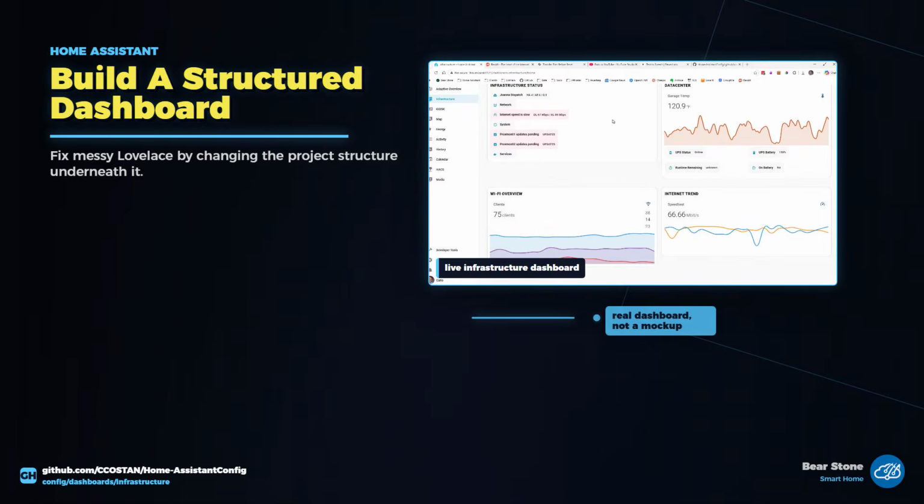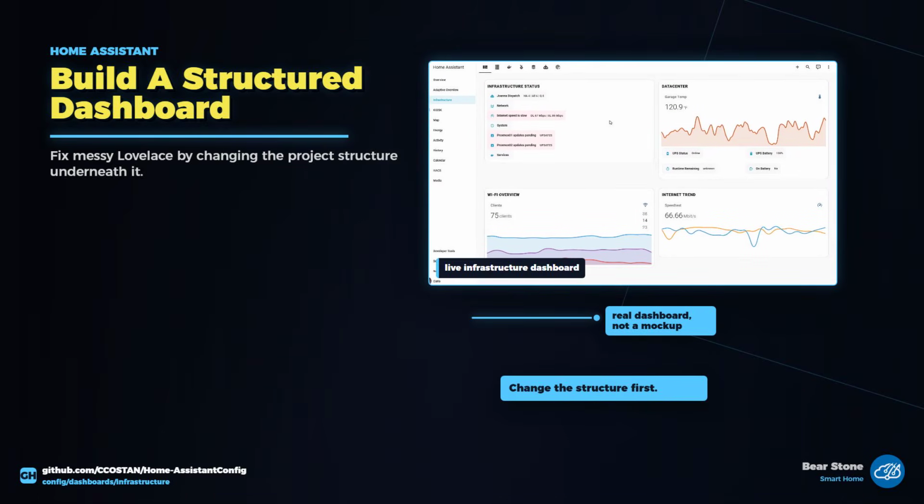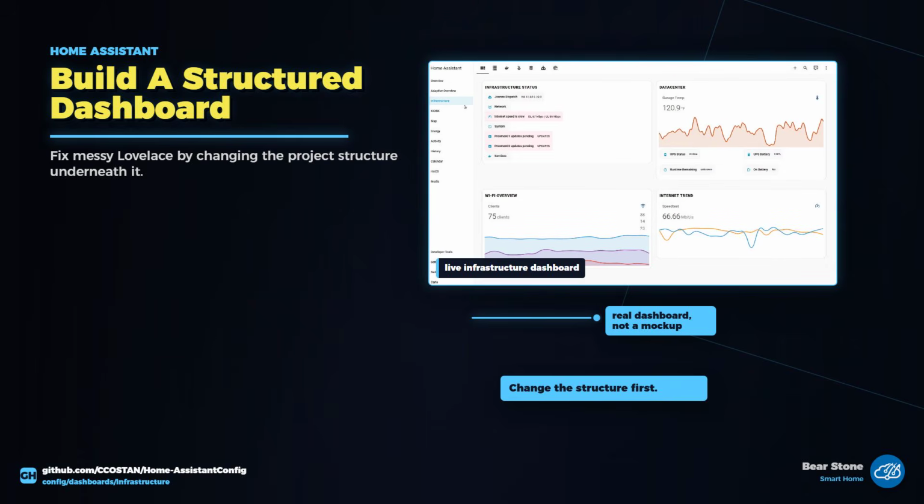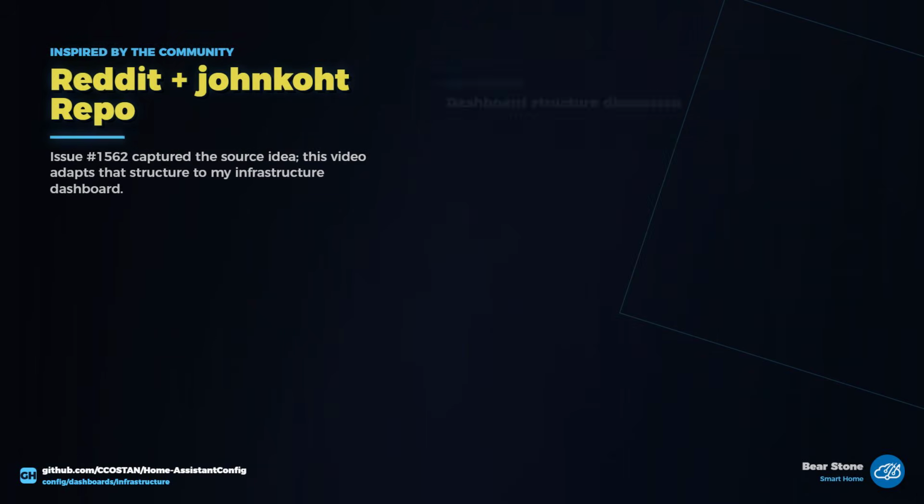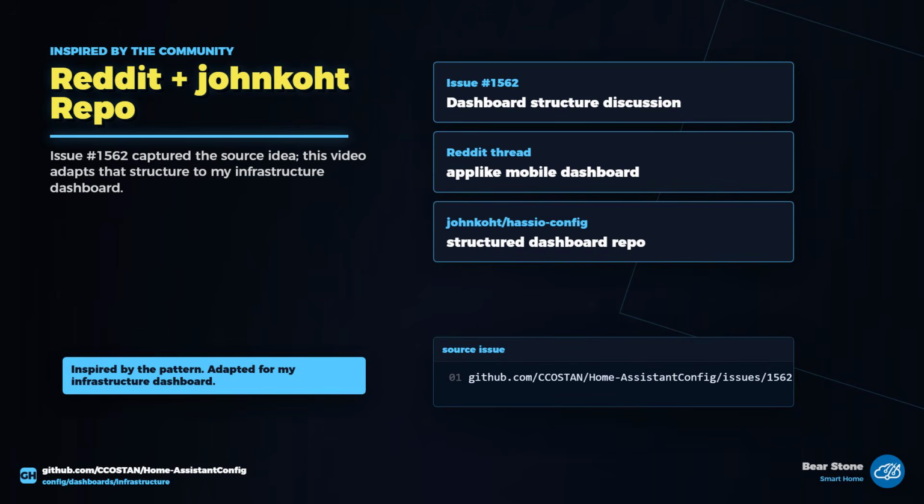If your Home Assistant dashboard is getting messy, do not start with a redesign. Start by changing the structure underneath it. This format was inspired by a Home Assistant Reddit thread and the johnkoht/hasio config repo captured in issue 1562. I adapted that structured idea for my infrastructure dashboard.